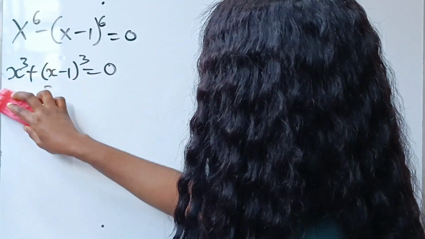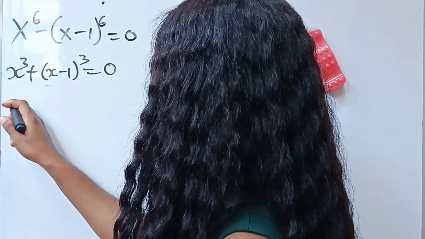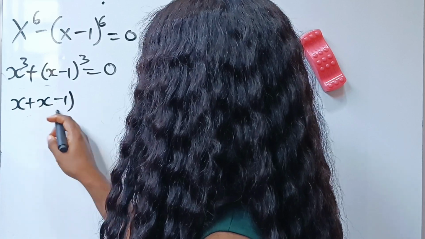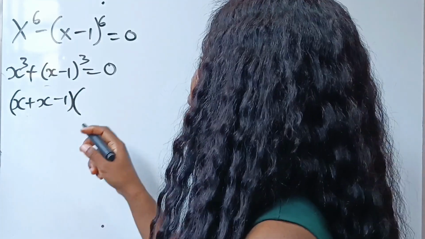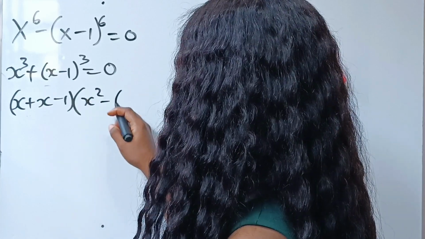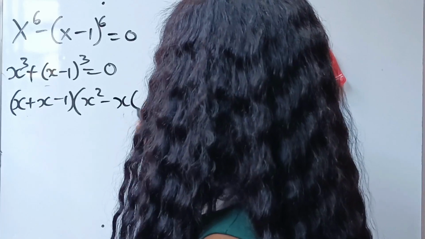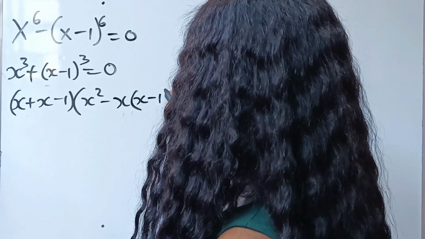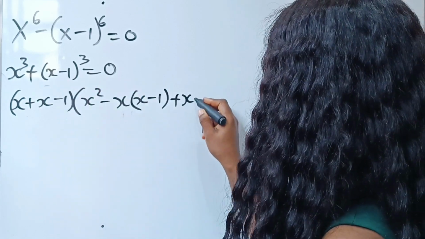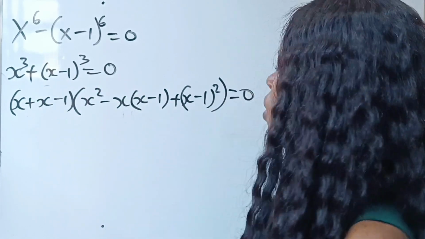So if we do that, we are going to write x, which is our a, plus b, which is x minus 1, and it's going to multiply by a squared, that is x squared, minus ab, that is minus, our a is x and our b is x minus 1, plus b squared, that is plus x minus 1 squared. All right, everything is equal to 0.